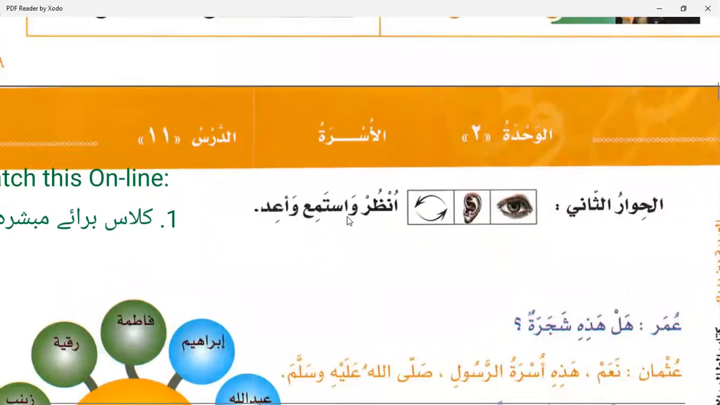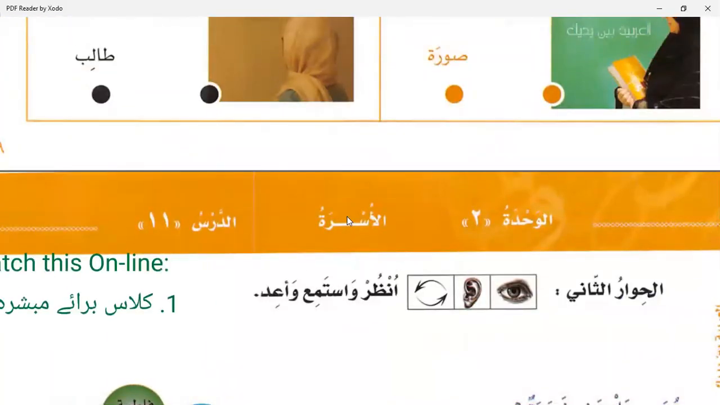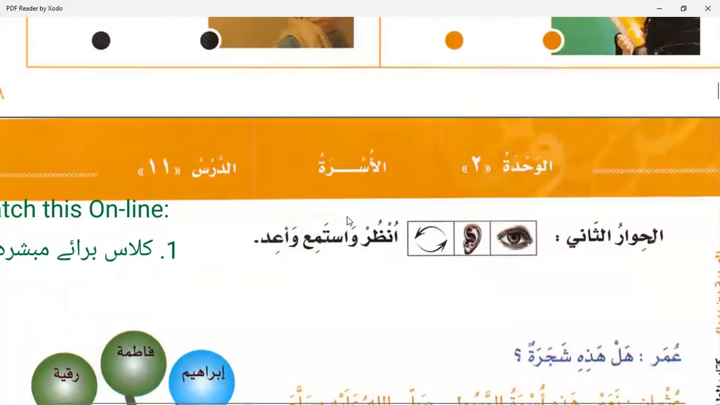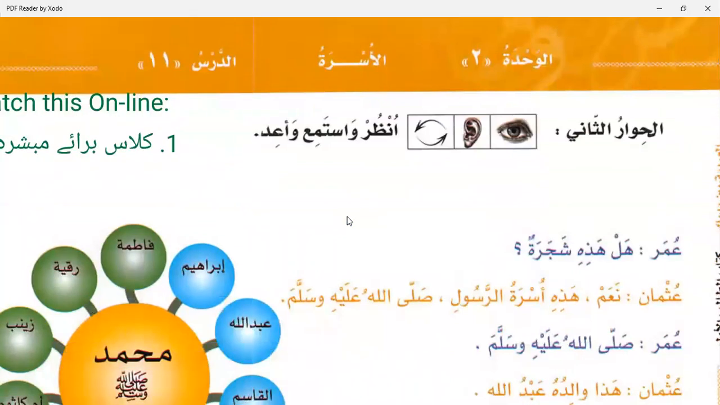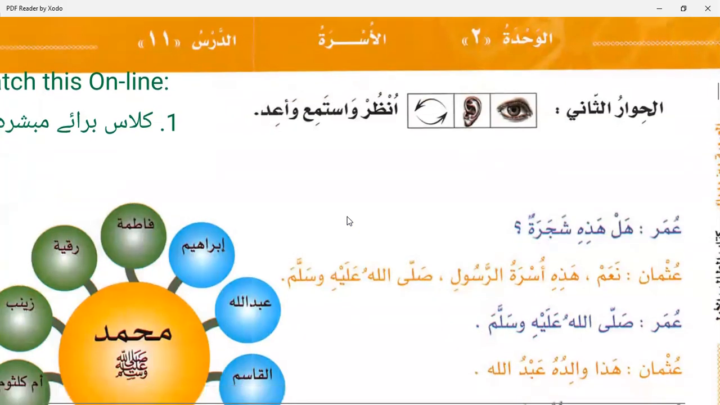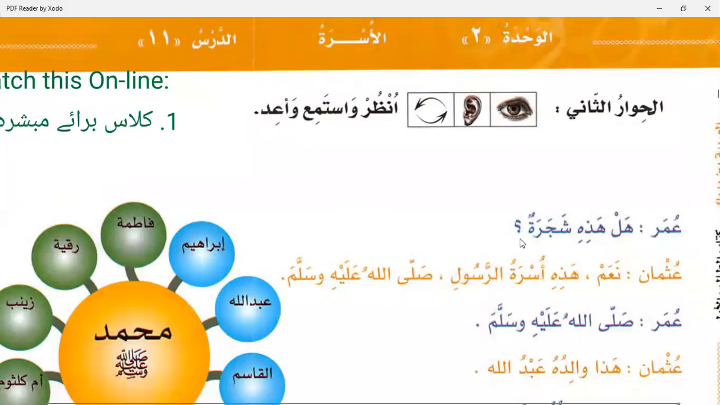Next, Al-Wahdatu Thaniya: Al-Usra, Darsul Hadi Ashara, 11th lesson, Al-Hiwaru Thani. Unzur wastami'. Umar: Hal hazihi shajara? Is this family tree? The word shajara means tree, but in this question it means family tree. Is this a family tree? Usman: Naam, yes. Hazihi usratur rasuli sallallahu alayhi wasallam.